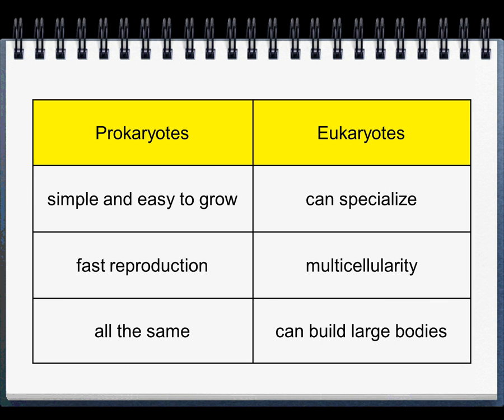When we look at the prokaryotic cells versus the eukaryotic cells, we notice that our prokaryotic cells are simple and easy to grow. Our eukaryotics can specialize. What does that mean? What does that mean that our eukaryotic cells can specialize?